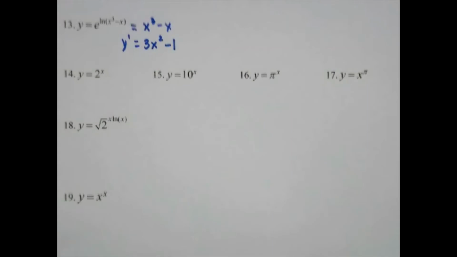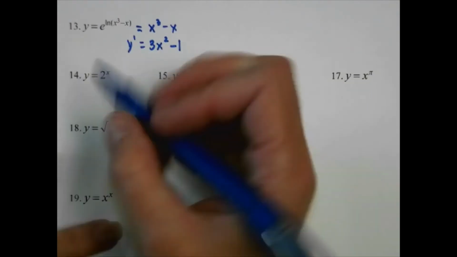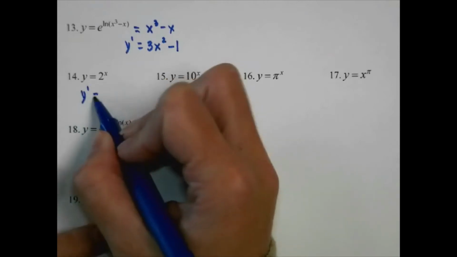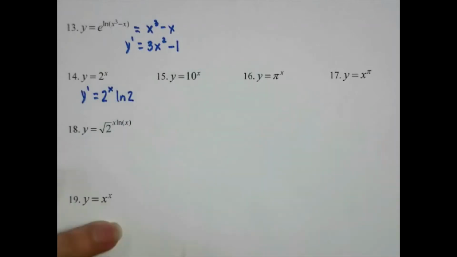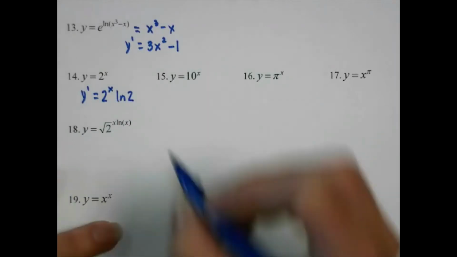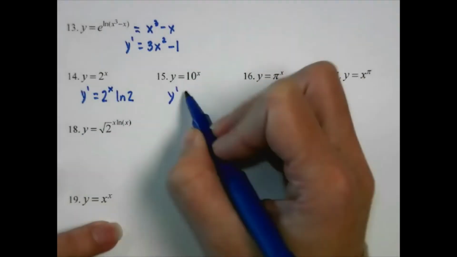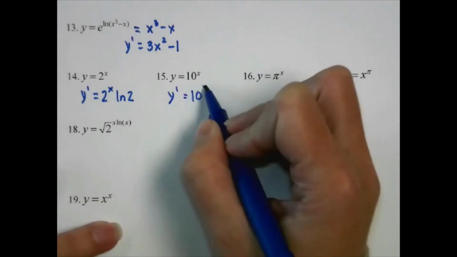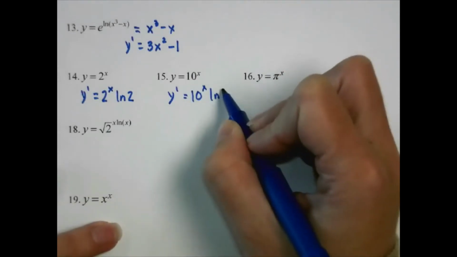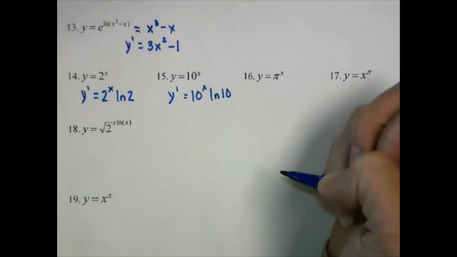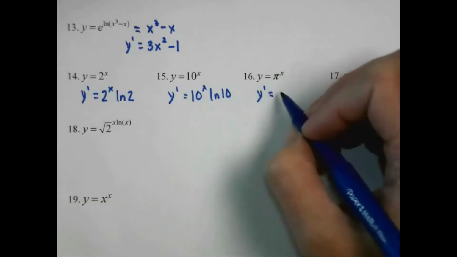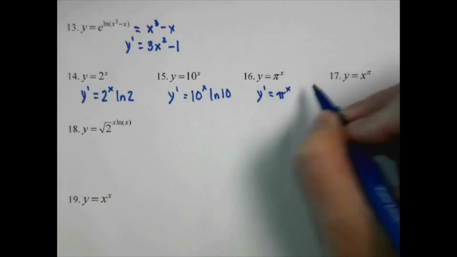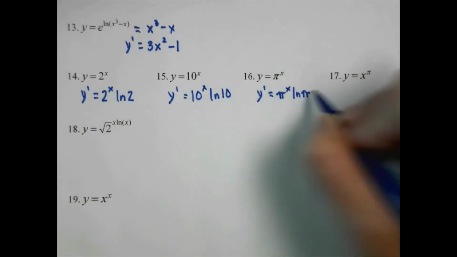Now we're going to look at a problem if the base is not e. So just using our rule, the derivative is going to be 2 to the x times the natural log of 2. 10 to the x is going to be 10 to the x times the natural log of 10. Pi to the x is going to be pi to the x times the natural log of pi.